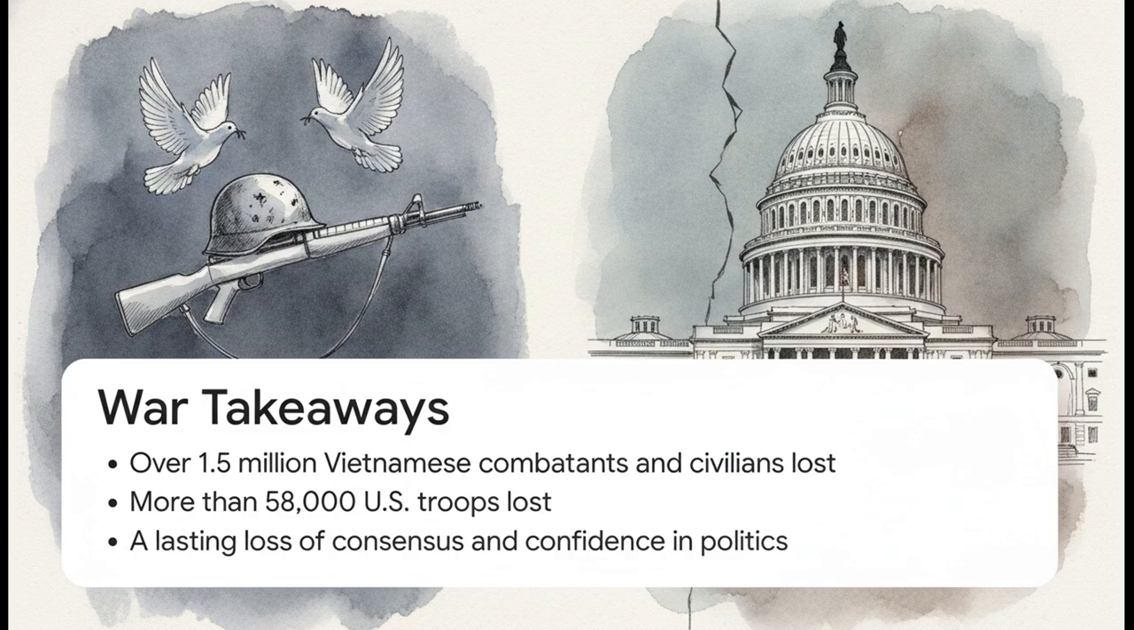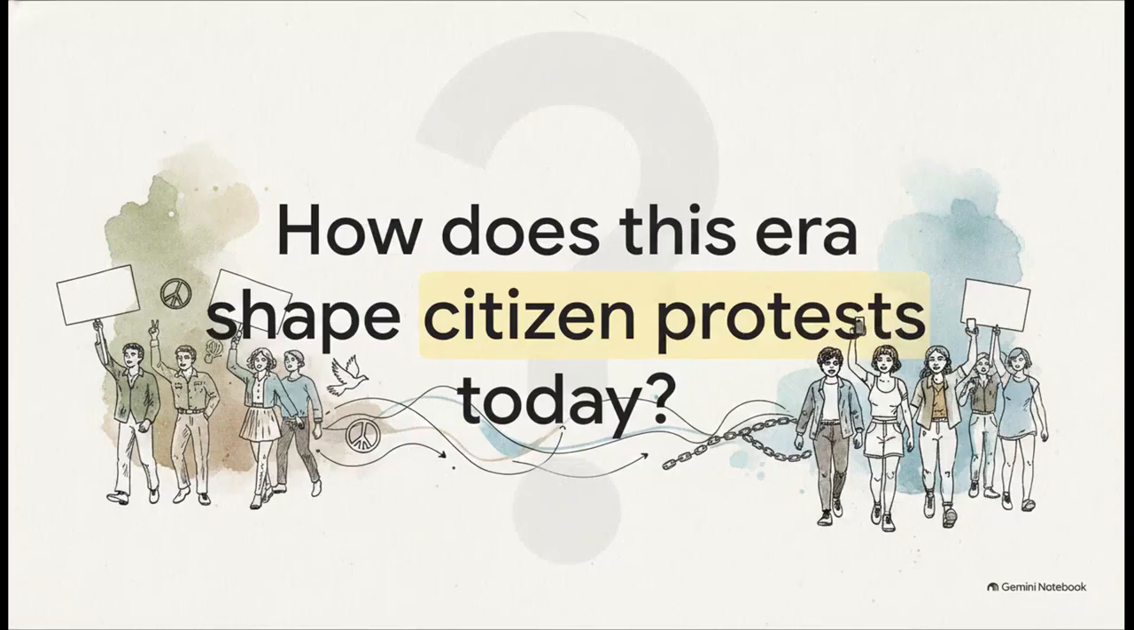The combination of the war's escalation, the intense civic protests, and shocking revelations like the Pentagon Papers left behind a fractured society where citizens fundamentally question the authority and honesty of their government. I want to leave you with this provocative thought to ponder. How does the loss of political consensus from the Vietnam era continue to shape the way citizens challenge government policies today? When we look at modern protests and civic action, we are often seeing the direct legacy of the 1960s.